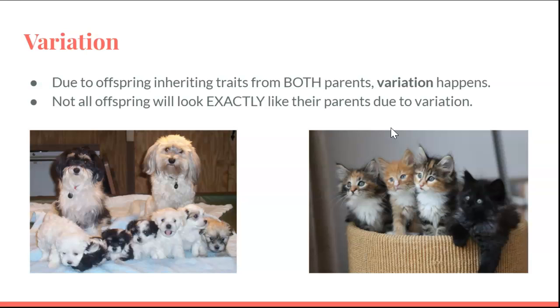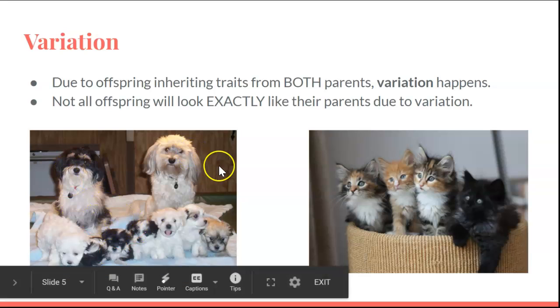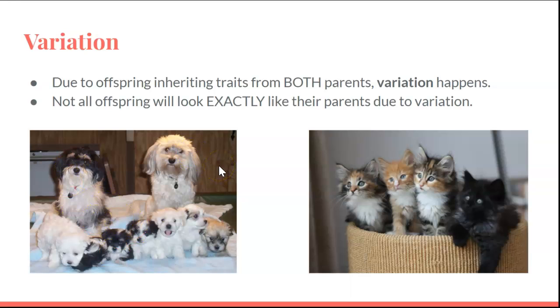Offspring inherit traits from both parents. So that means that variation happens. Not all offspring will look exactly like their parents due to variation. Some do. Some offspring might come out looking just the same, but then a lot of times there's variation. So I have two litters here. One is a litter of puppies, and you see over here, I don't know which one is the mom and which one is the dad, but since the mom and dad look different, they have different coloring, the puppies have different coloring, right? Because they're inheriting those traits from both parents.